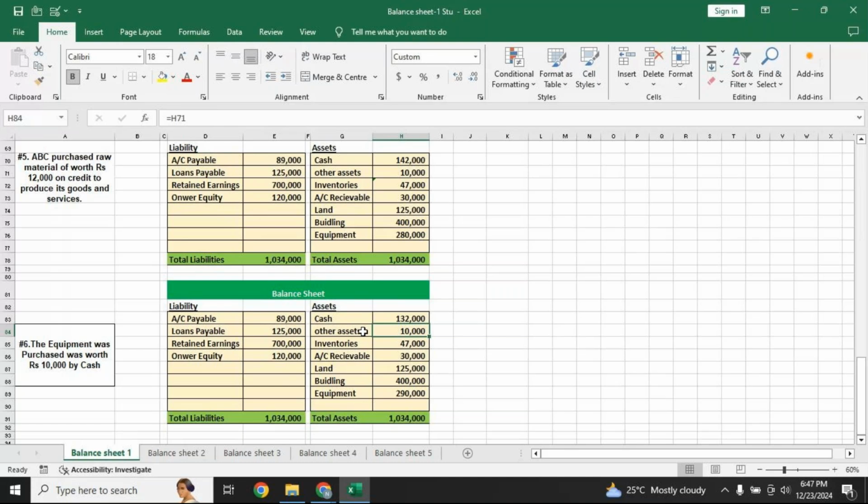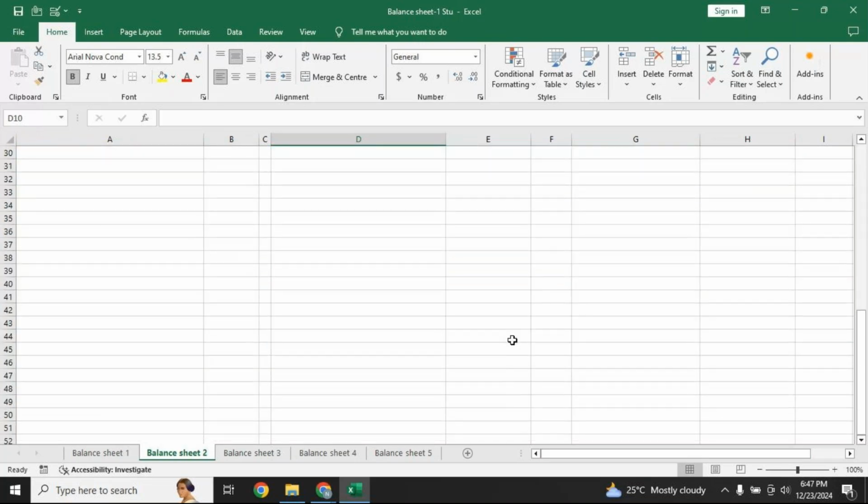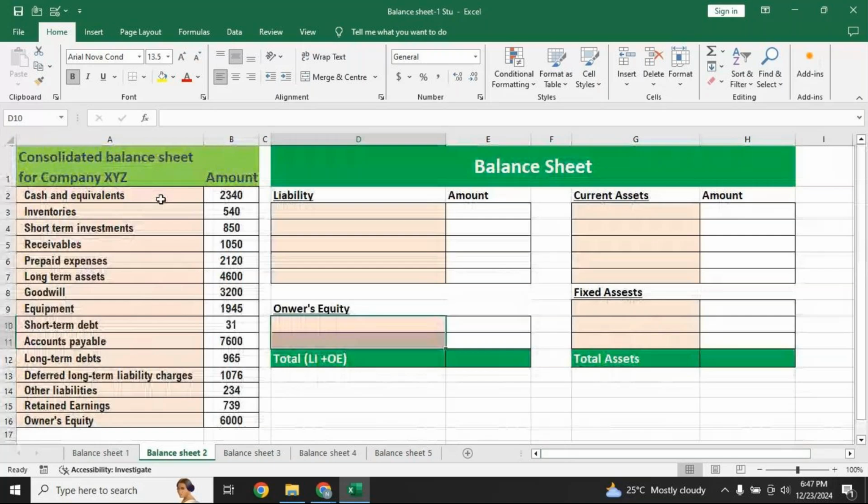Okay, now coming to the balance sheet too. I will show you. Here you just have to put in the line items, and solve this. Which has to come under current assets, liabilities, owner's equity. Solve this. Then we will start with the case.